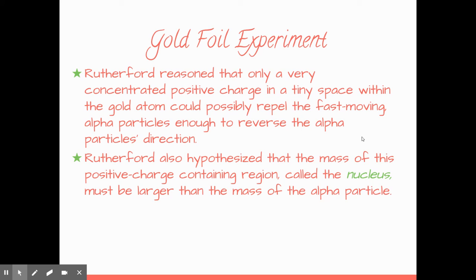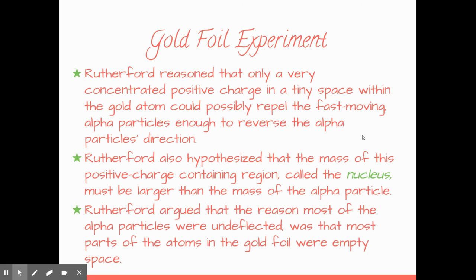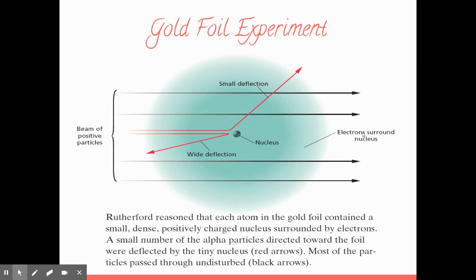The nucleus is the only thing that would deflect these quickly moving alpha particles. And since the alpha particles are positively charged and they were repelled, the nucleus must also be positively charged. The reason most of the alpha particles went through the gold foil is because the nucleus must be a very small region in the atom, and most of the atom is empty space.